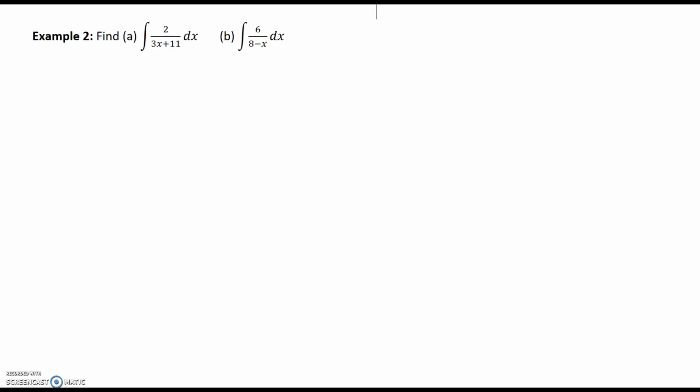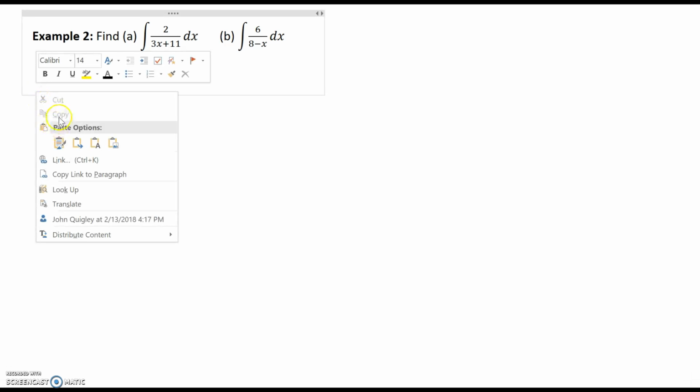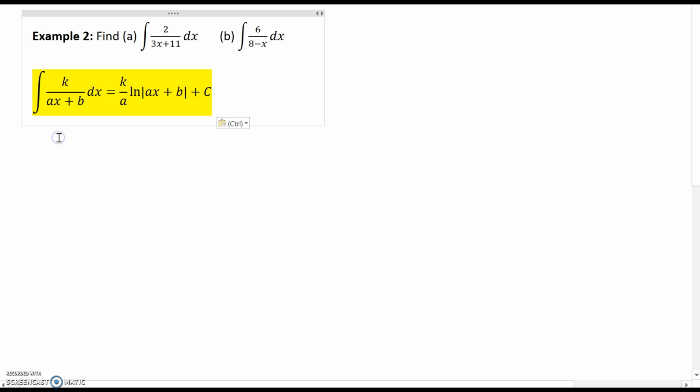Okay, here we are with two problems, and for each of these problems we are going to use the formula that we just developed, which is this one here. The integral of k over ax plus b dx is equal to k over a times the natural log of ax plus b plus c.